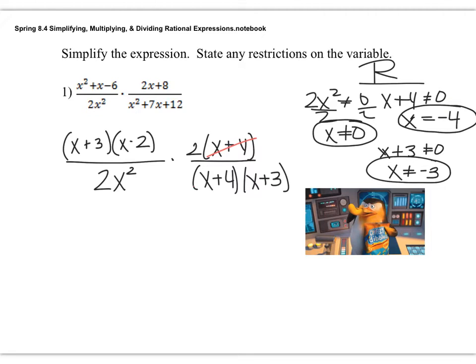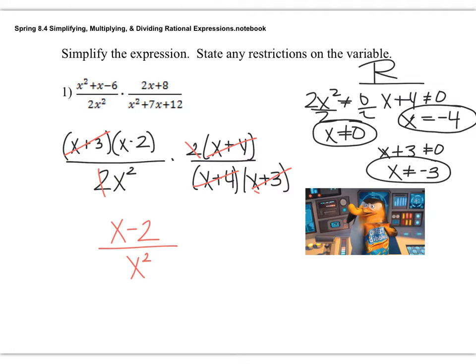So I have an x plus 4, those will cancel. I have an x plus 3 here and an x plus 3 there. And let's see, I have a 2, cancel with this 2, because they are not held with a plus or minus, so I can break those apart to cancel them. So it looks like on top, all I have left is an x minus 2, and all I have left on the bottom is an x squared.